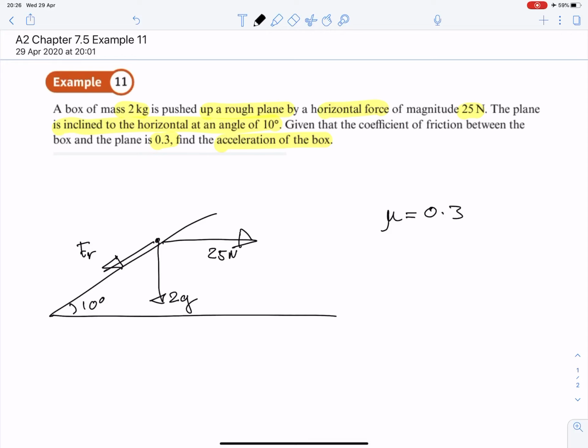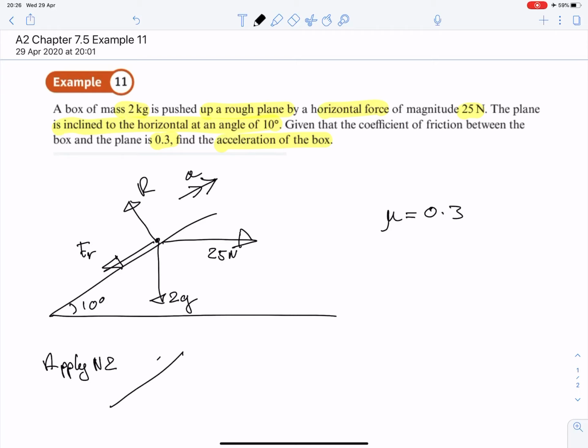So what force is missing? We've got the normal reaction, which is missing, and we should acknowledge that the acceleration is up the plane, which is what we're trying to find. So it is the standard approach. We're going to look at these forces and work parallel and perpendicular to the plane in the usual way.